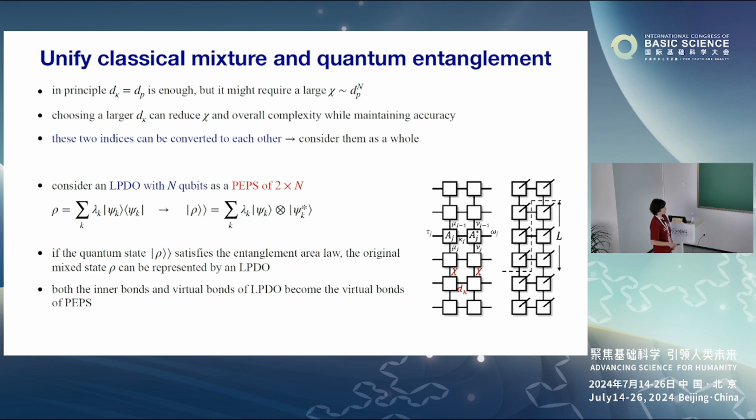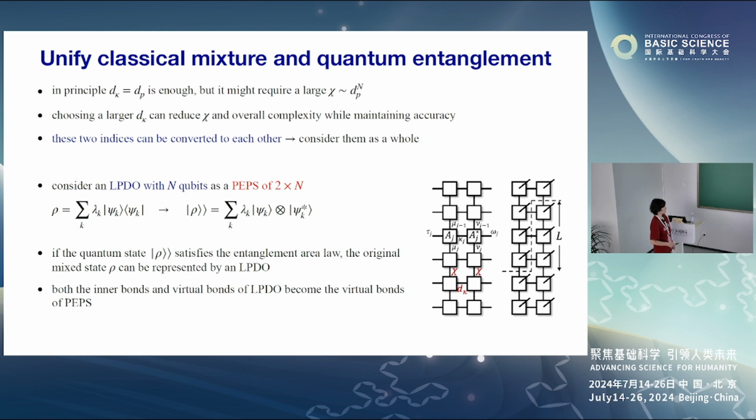So if you consider them as a whole, we can regard the density matrix from this kind of picture to this kind of picture. So this is like a projected entangled pair state of the size 2 by n. So here the length is 2, and here the length is n. And the physical indices now we draw out of the plane. Just within the plane. So this is unified to look at this LPDO.